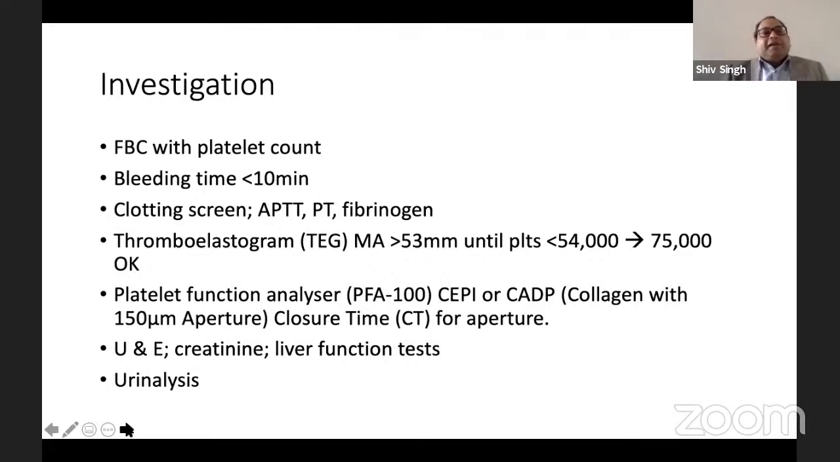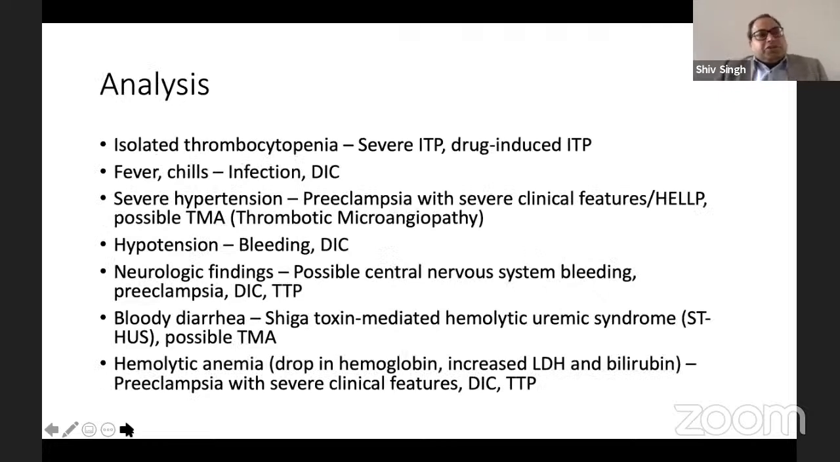You need to look at the urine analysis. So this is the analysis: if the patient has isolated thrombocytopenia, okay, then you start looking for severe ITP or drug-induced ITP. If the patient has history of fever and chills, then you start looking for infection, signs of DIC. If the patient has severe hypertension on examination, then think of preeclampsia with severe clinical features like HELLP syndrome, or look for possible thrombotic microangiopathy. If the patient is hypotensive, has there been excessive bleeding or DIC?